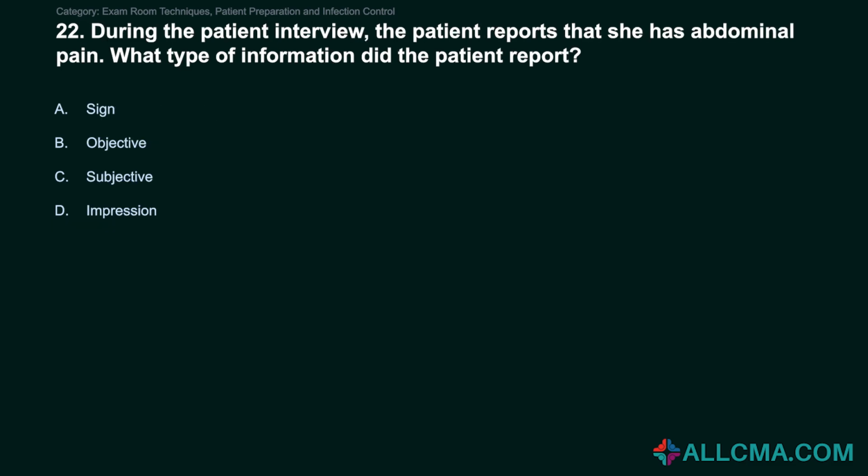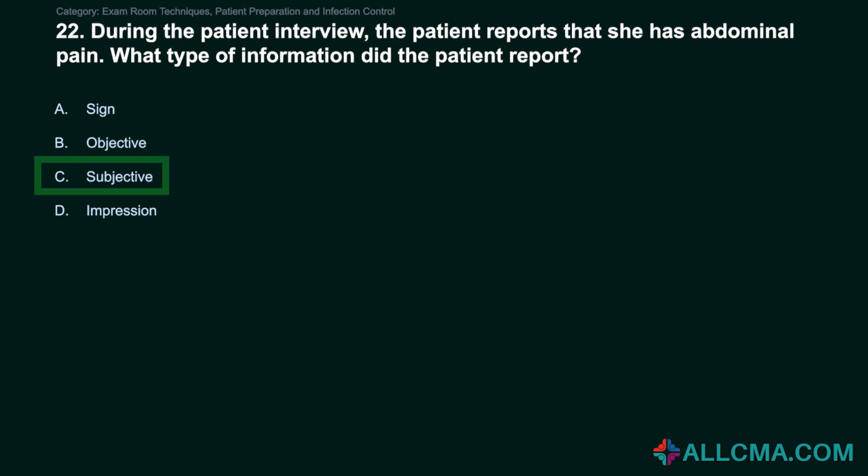22. During the patient interview, the patient reports that she has abdominal pain. What type of information did the patient report? A. Sign. B. Objective. C. Subjective. D. Impression.